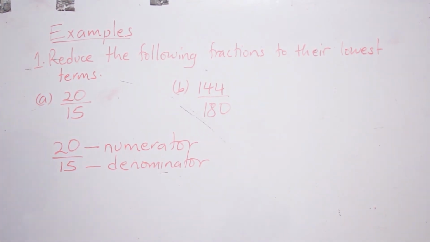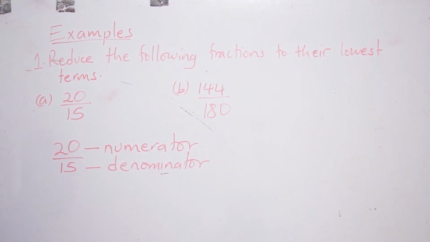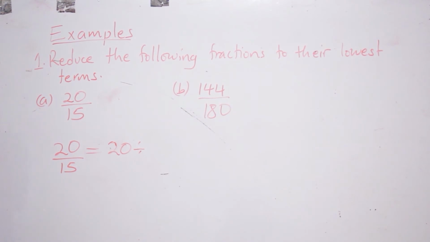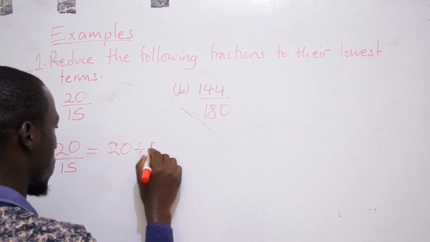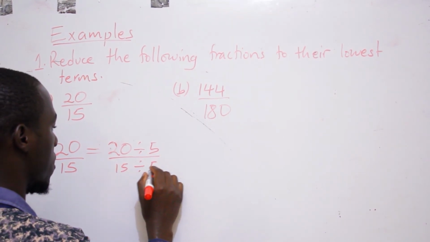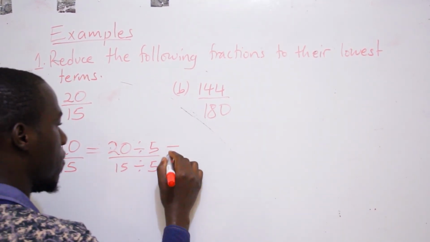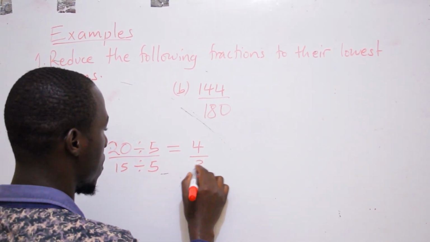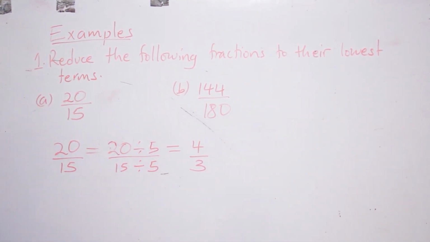Then I'm going to look at both the numerator and the denominator and identify the common factor by which I can divide both. Then I get a whole number. So dividing by 5 in the numerator and also dividing by 5 in the denominator: 20 divided by 5, I'm having a 4. 15 divided by 5, I'm having a 3.